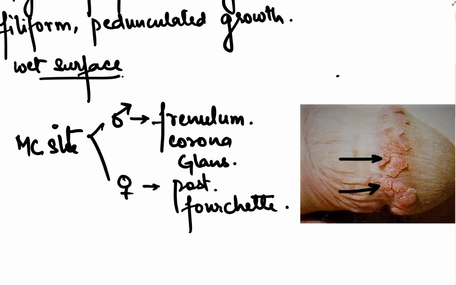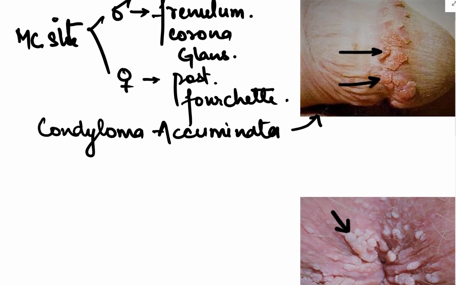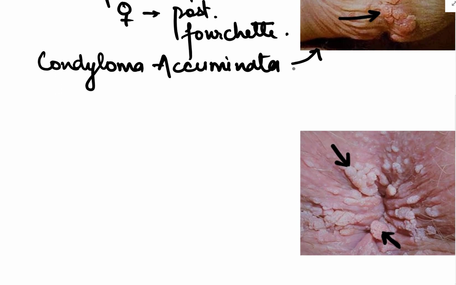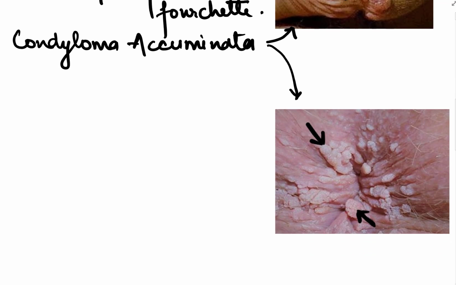These anogenital warts, as you can see in this image, are also known as Condyloma acuminata. So this is a case or image of Condyloma acuminata which is commonly seen. Then there is one more type. This is again a case of anogenital warts. Here the lesions, same asymptomatic, soft pink colored lesions, are present over the perianal area. So this is again a case of Condyloma acuminata.